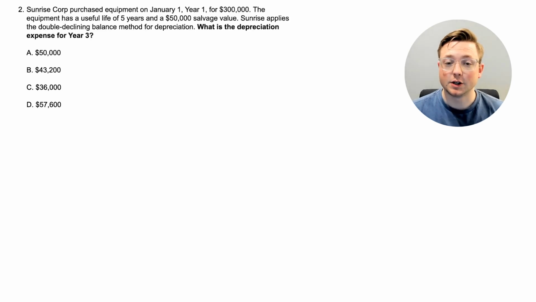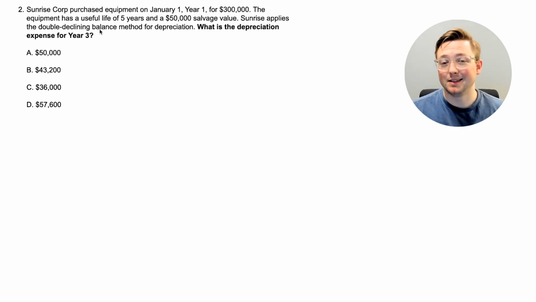All right, here we are at question 2. What is the depreciation expense for year 3? So basically the same question in the end, but it's going to be something different probably. Sunrise Corp purchased equipment on January 1st, year 1 for $300,000. The equipment has a useful life of 5 years and a $50,000 salvage value. Sunrise applies the double declining balance method for depreciation.